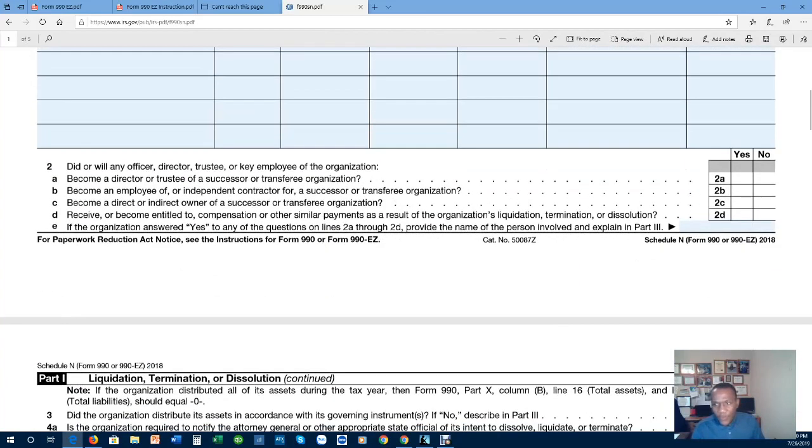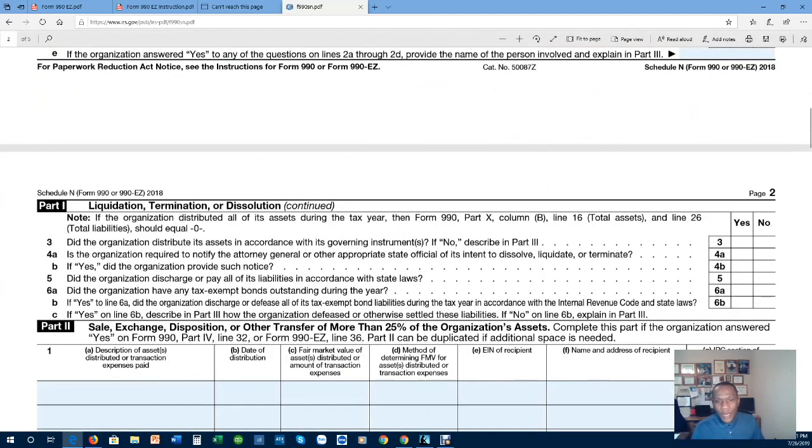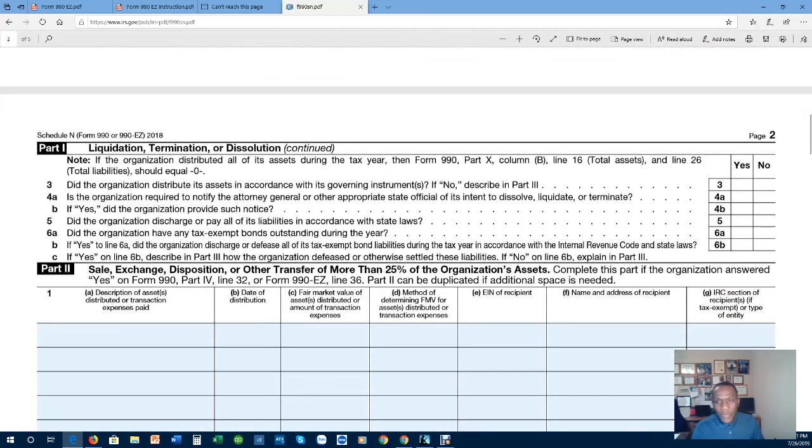And then there are a few other questions that you must answer yes or no. Did or will any officer, director, trustee, or key employee of the organization become a director or trustee or successor or transferee organization, someone who received a transfer from the organization, yes or no? And so forth. We read all these questions and jump to Part 1 in that section: liquidation, termination, or disposition. Then you will fill out this section and answer the applicable questions.